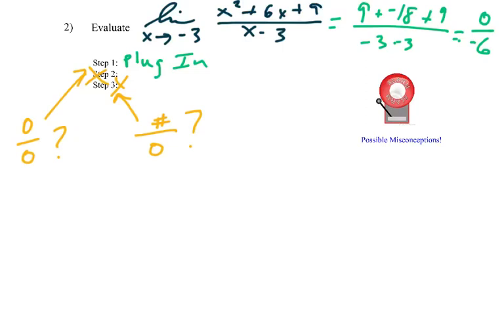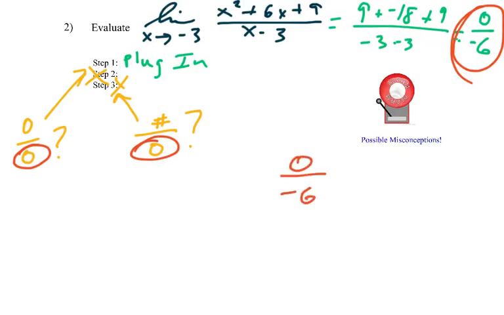Why? Because this number right here is not a discontinuity. You get a discontinuity when the 0 is in the denominator. Where's the 0 in this case? The 0 is in the numerator. So if you have 0 divided by -6, that means your answer is just 0. You don't have to do anything further. This is back to day 1. All we had to do was plug in. We plugged in, we got a value, that value was 0.